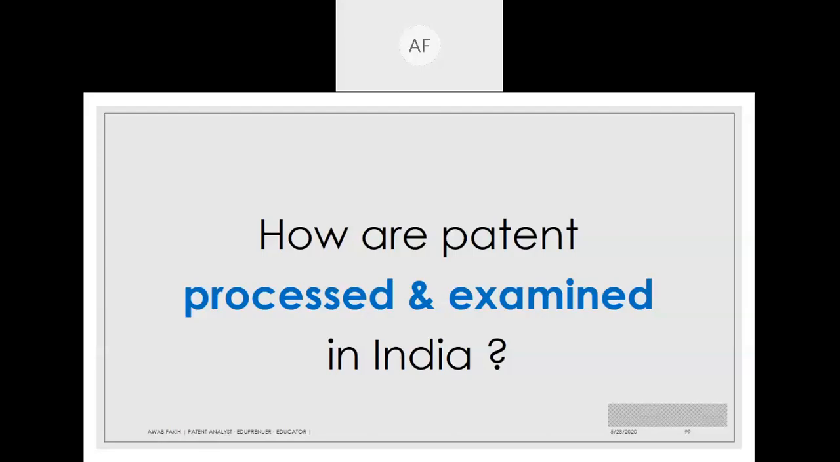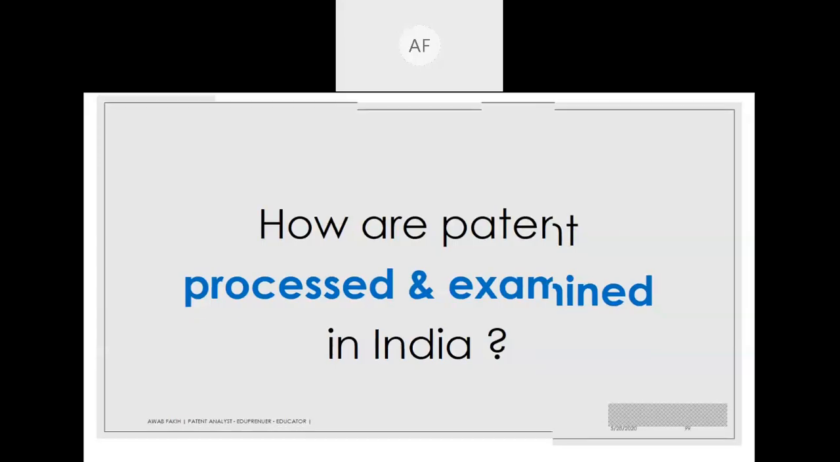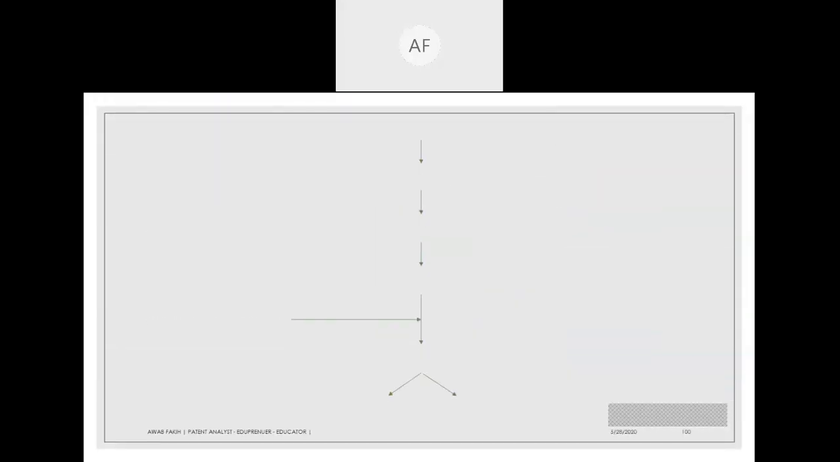Let's go for it. So how are patent processes and examination in India? Let's understand this complete flow diagram from the filing stage till the grant stage, my dear friends. The complete flow, how it is done under the Indian government. Stage number one, you file an application, either provisional or complete. Next stage: once you file a complete application, then it is published.